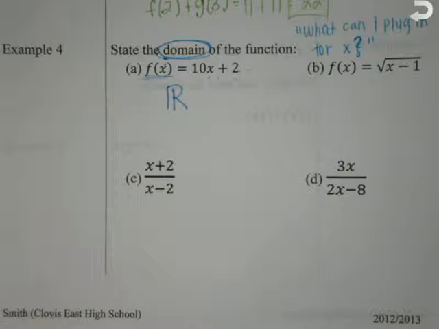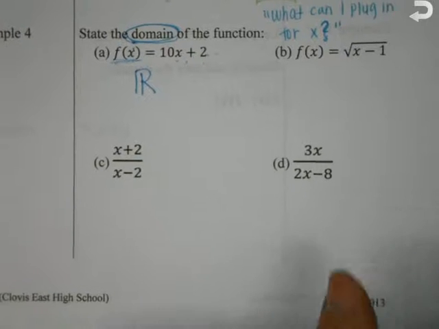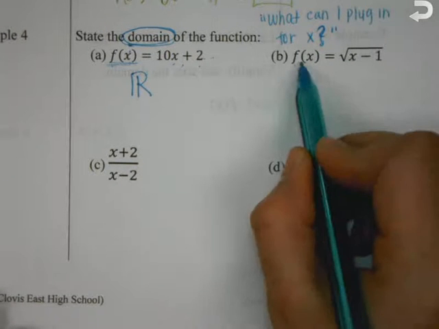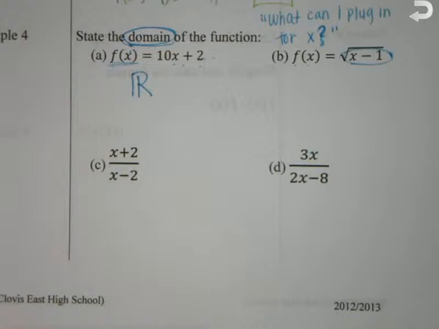So look at part B. I have f of x equals the square root of x minus 1. How am I restricted with a square root? Can the inside of my square root be a positive number? Yeah. Could it be 0? Can you take the square root of 0? You can. Can it be a negative number? Not if we want only real answers.